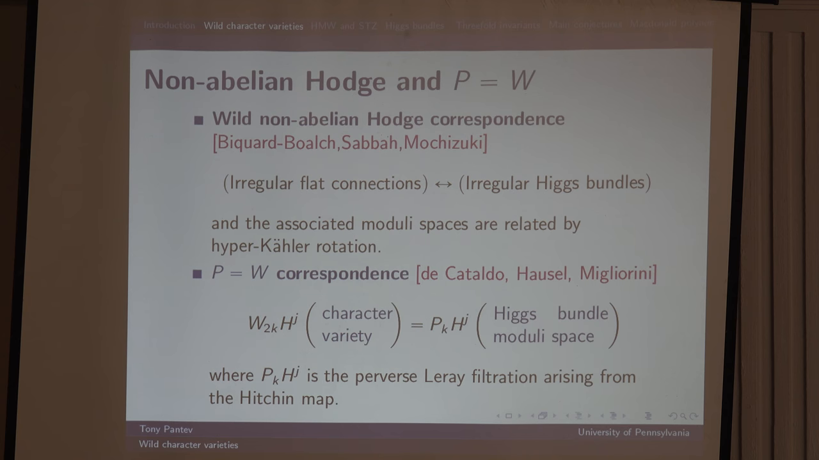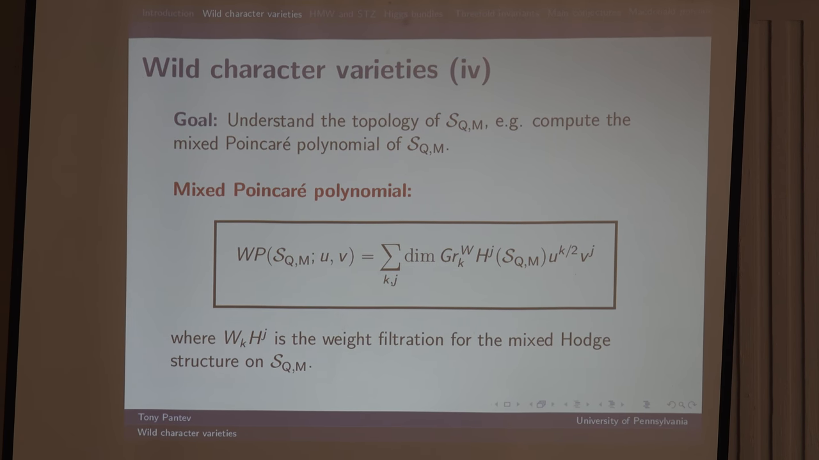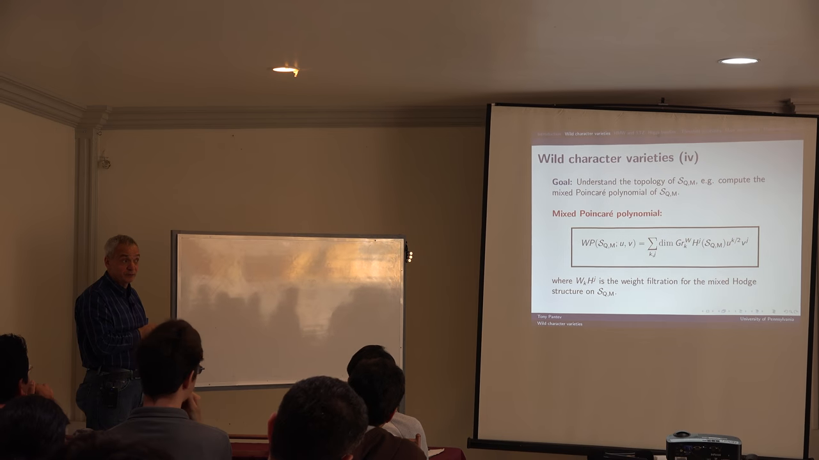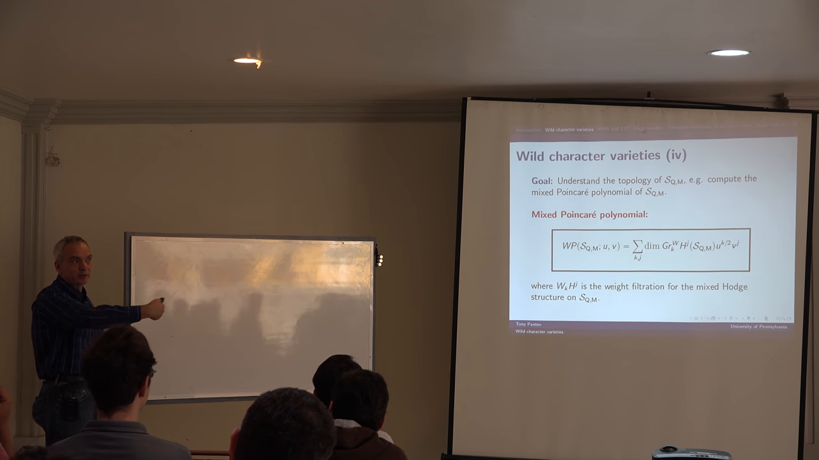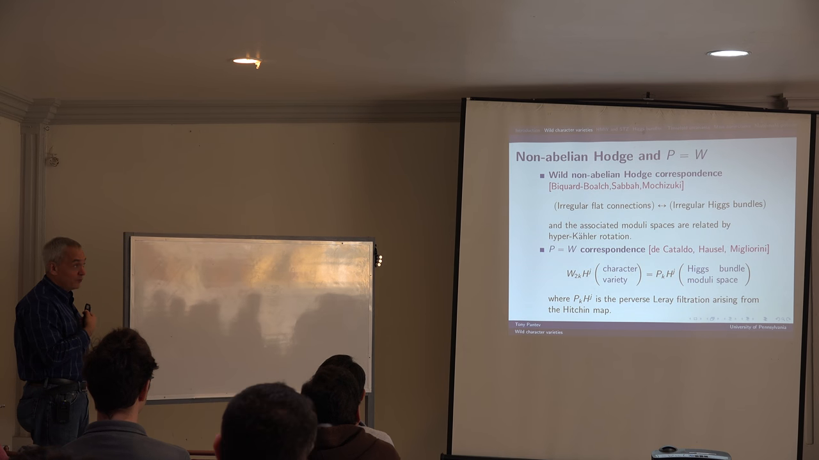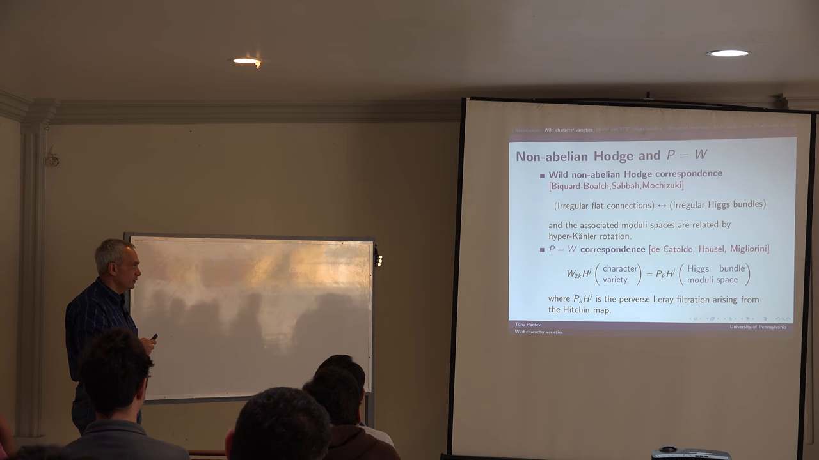So if you want to understand the Betti numbers of the moduli of irregular flat connections, you look at the corresponding problem for irregular Higgs bundles; the moduli space has the same Betti numbers. The problem is that I made my life complicated because I said, let's not look at the Poincaré polynomial, but let's look at the mixed Poincaré polynomial, which remembers the weight filtration. And of course, the weight filtration knows about the algebraic or analytic structure because it knows about the way we try to compactify our variety. So if I forget the algebraic structure and just look at the underlying topology, I won't be able to see the weight filtration.